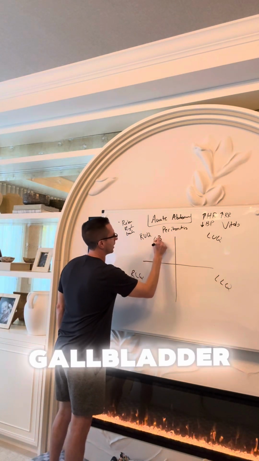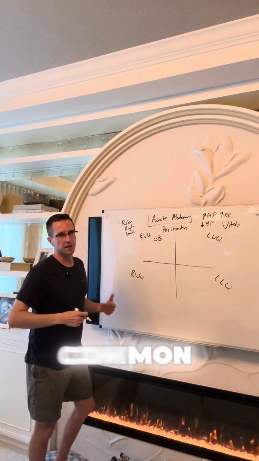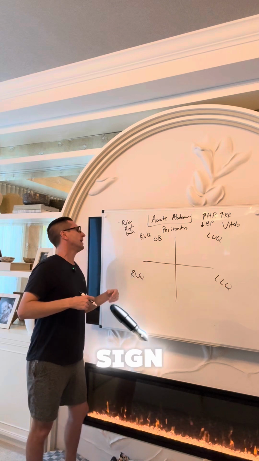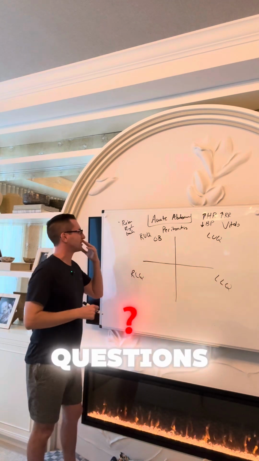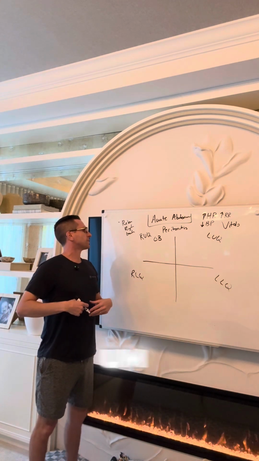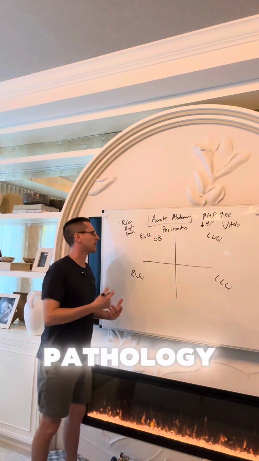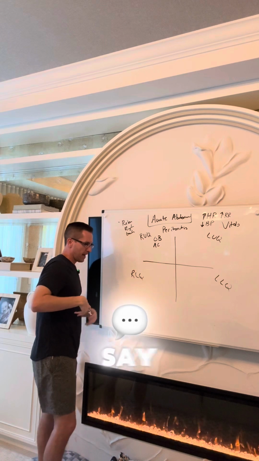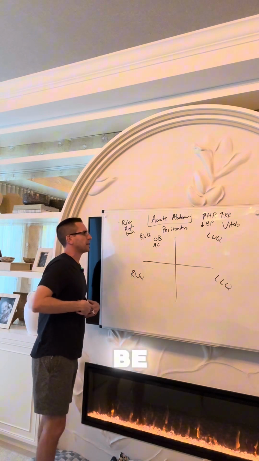So gallbladder, probably the most common. Acute cholecystitis, right upper quadrant pain, Murphy's sign. For you guys, answer some questions about what that is. That's going to be common. Any liver pathology, so maybe like ascending cholangitis, someone would maybe say. That's going to be like your big player.